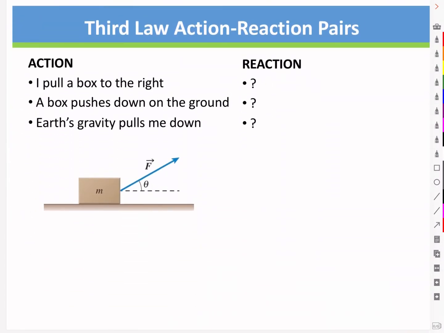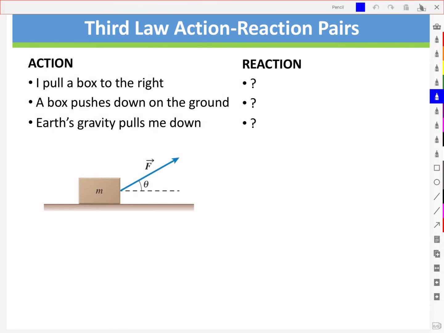Let's look at another example where we're looking at a single object and multiple forces. So we saw this box earlier. Let's use it as an example. I pull a box to the right. What is the reaction here? So I'm pulling on the box to the right. That means the box is thus pulling on me in the opposite direction.